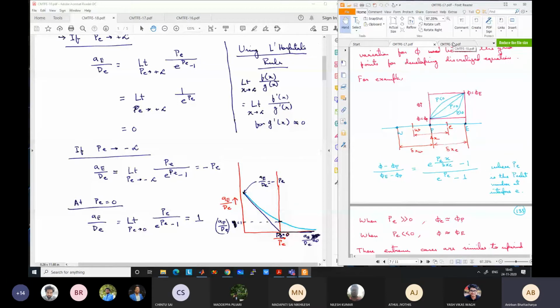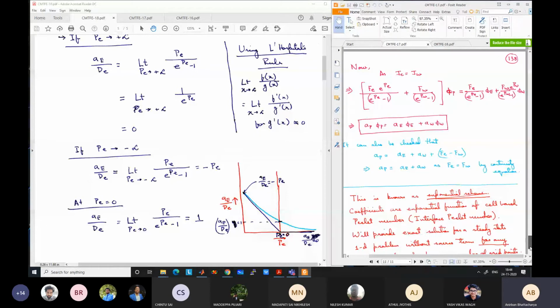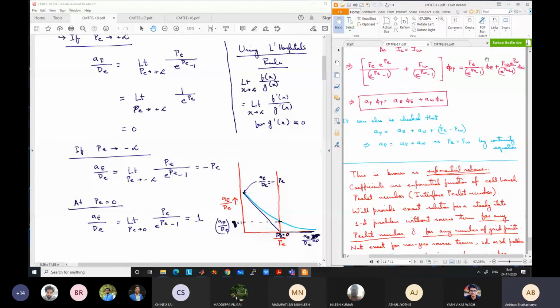exponential scheme coefficient, and we would have obtained similar behavior. In that case the behavior would have been symmetrical. Opposite, meaning if the flow was very strong from the left hand side, AW would have been very strongly influenced, and if it was from the right hand side, AW would have gone to zero, somewhat like symmetrical behavior. Okay.